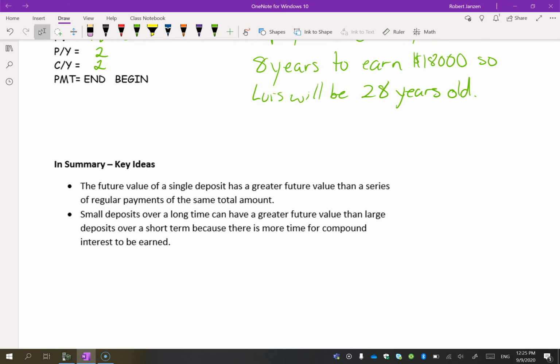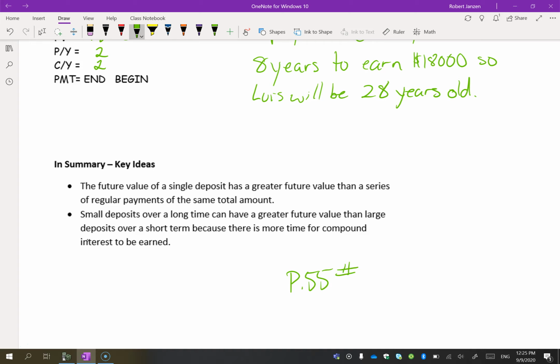There's lots of little trickery in there, so be careful with those kinds of questions. Okay, key ideas. A single deposit has a greater future value than a series of regular payments, right? The sooner you can put the money in, the better. Okay, but small deposits over a long time can have a greater future value than large deposits over a short term. So 2 things to do there: invest soon, invest continually.